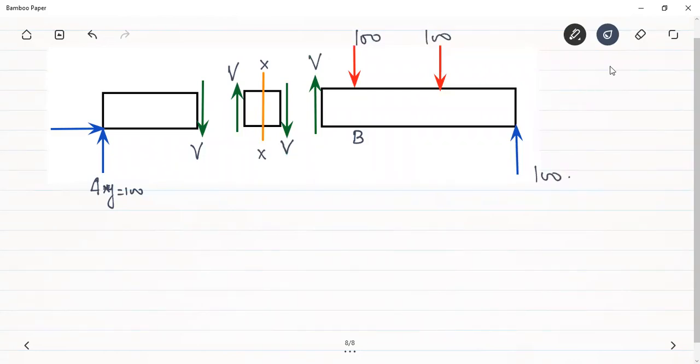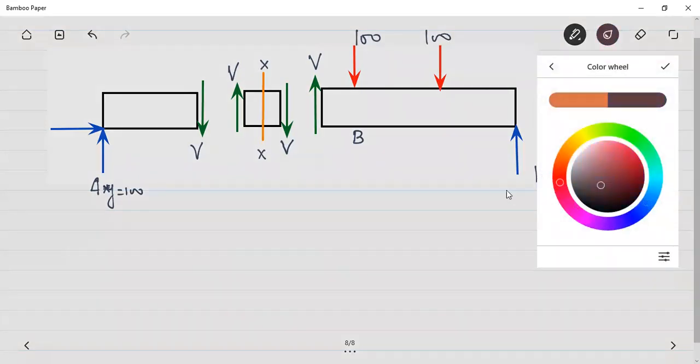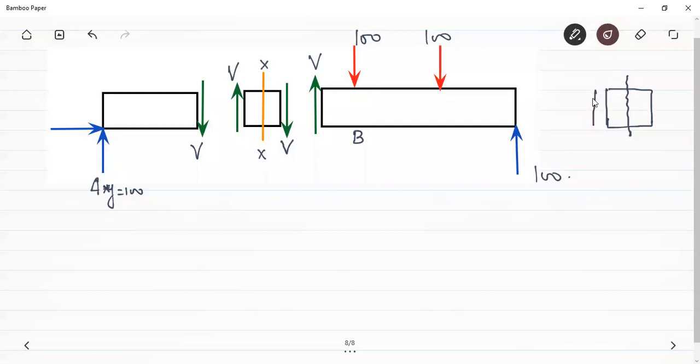So if you are taking an element, this is the section. If you are encountering this type of loading where you have an upward shear force from the left hand side and a downward shear force from the right hand side, then we can say that this sign convention is for the positive. Now we are taking the element method. So simply for the element method, you have to remember this diagram for the sign convention.